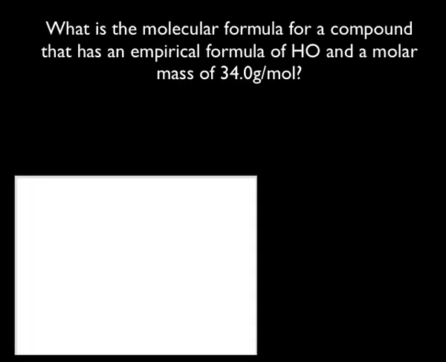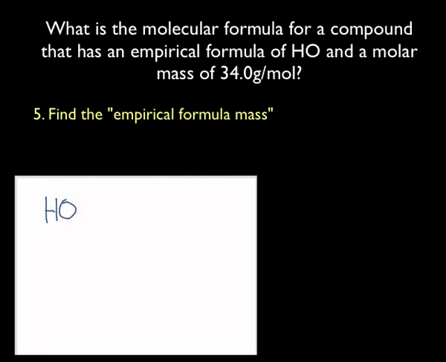Once we have the empirical formula, however we get it, whether it's given to us or we just calculated it, we can now find the molecular formula if we know the molar mass. So what is the molecular formula for a compound that has an empirical formula of HO and a molar mass of 34? What we do is we calculate what I call a formula mass, the mass of the empirical formula.